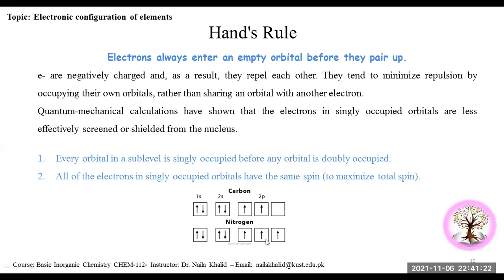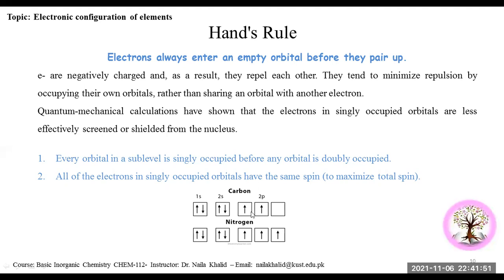Similarly, for nitrogen, the seventh electron also will fill the free orbital and will be accommodated over here. So you can say that these electrons will prefer to accommodate in this way. However, it has vacancy over here too. So every orbital in a sublevel is singly occupied is another statement. So these are singly occupied.